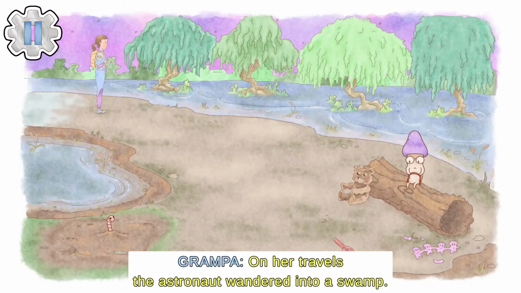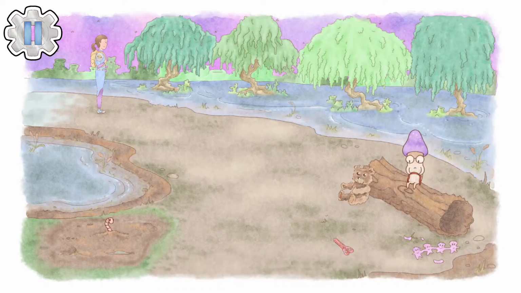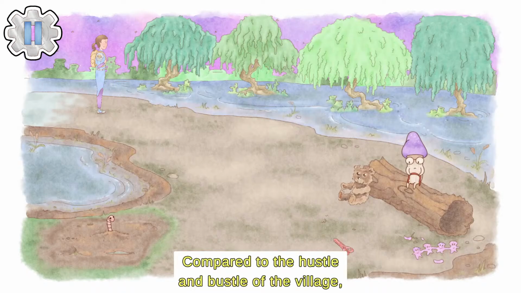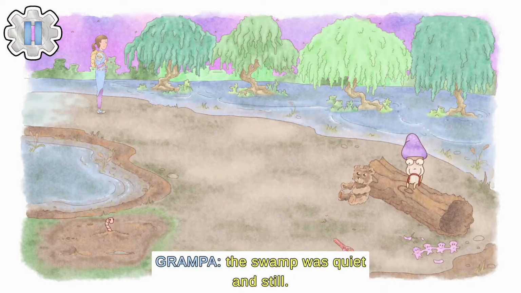On her travels, the astronaut wandered into a swamp. The area is damp and muddy, surrounded with mossy trees and bubbling swamp water. Compared to the hustle and bustle of the village, the swamp was quiet and still.